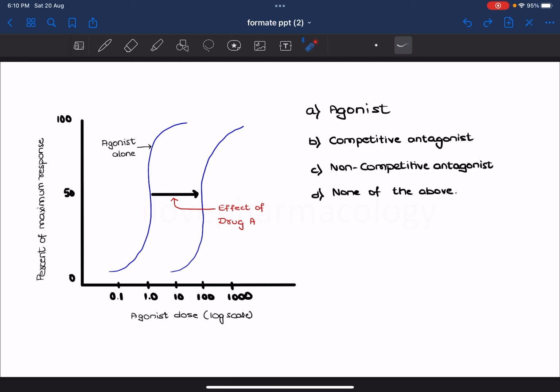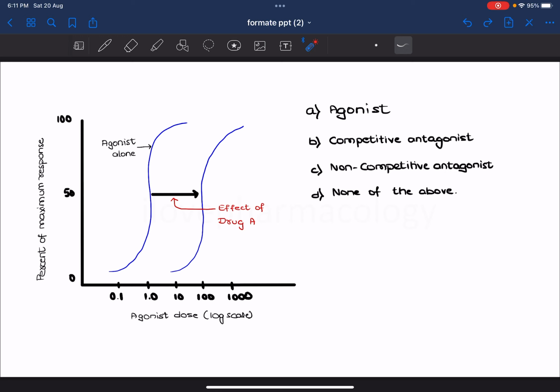In today's session, let us learn about a very important concept related to general pharmacology. So can you identify the picture which has been shown on your screen? Do you think that this picture is an example for agonist, or competitive antagonist, or non-competitive antagonist, or none of the above?